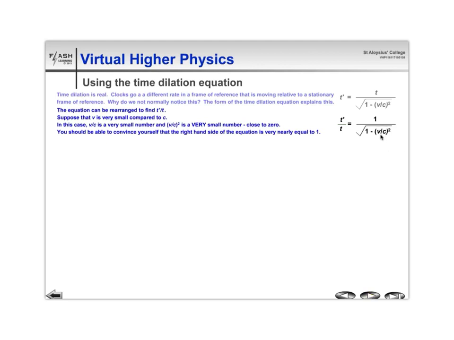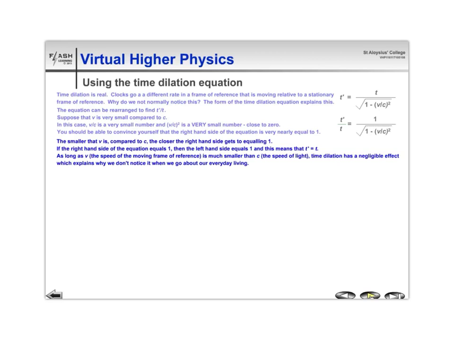But if v is very small compared to the c, and remember the speed of light is 3 times 10 to the power 8 meters per second, it's a very fast speed, then that term is going to be close to 0. Square it, it will get even smaller. Subtract it from 1, you'll get 1. Take the square root of 1, you'll get 1. And the whole right-hand side here then just evaluates to 1. So this means that generally, for small speeds, t dash is equal to t.